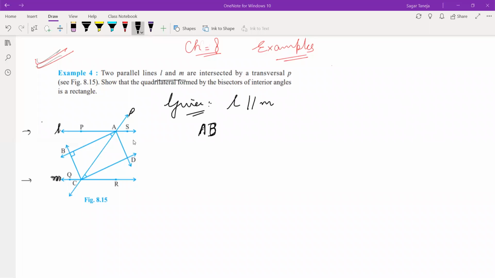So AB bisects angle PAC. You can write here what is given. Let's try to understand what is given. This AB is the bisector of angle PAB, and this BC is the bisector of angle, and AD is the bisector of angle SAC, and this CD is a bisector of angle ACR. Means these four lines are given bisectors of the respective angles.